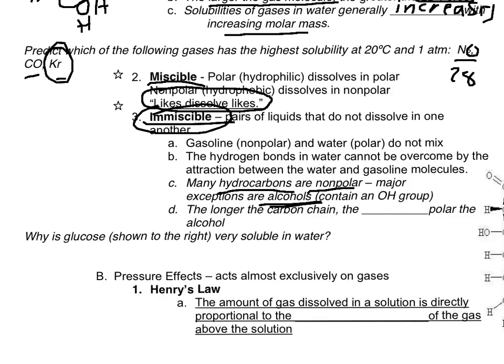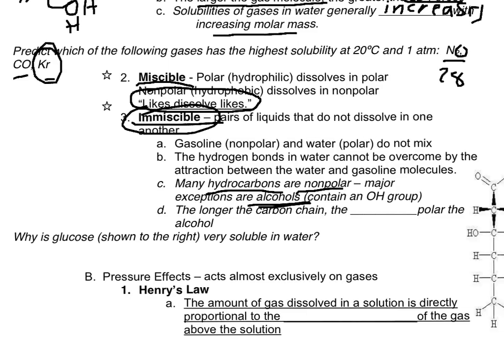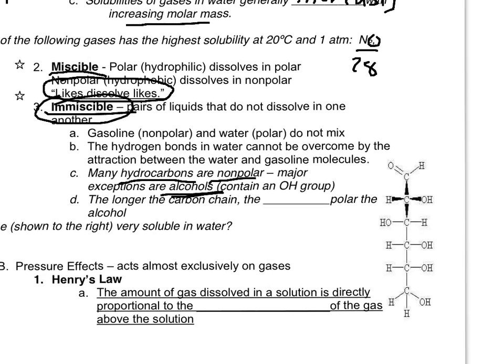In general, for alcohols, when you have really long carbon chains, as you increase the length of these carbon chains, they tend to become less and less polar, and so that means they become less and less soluble. When you get short carbon chains, they tend to be more polar than the longer ones.